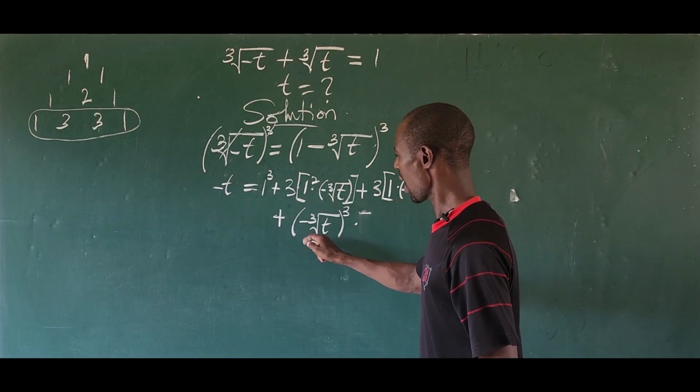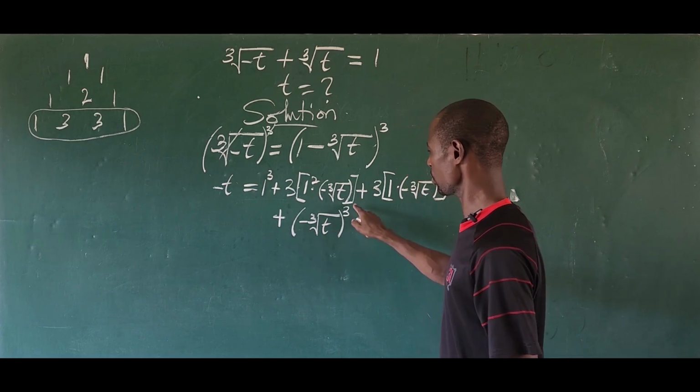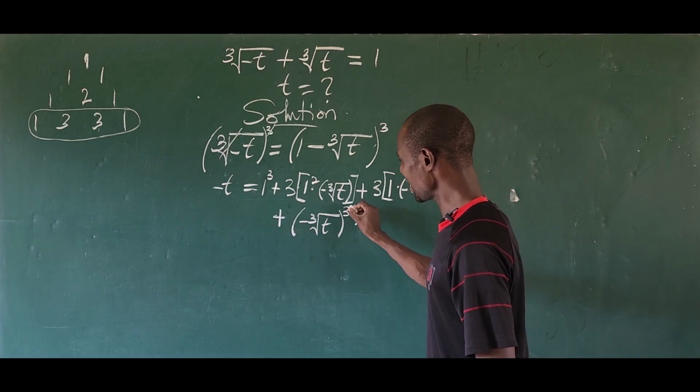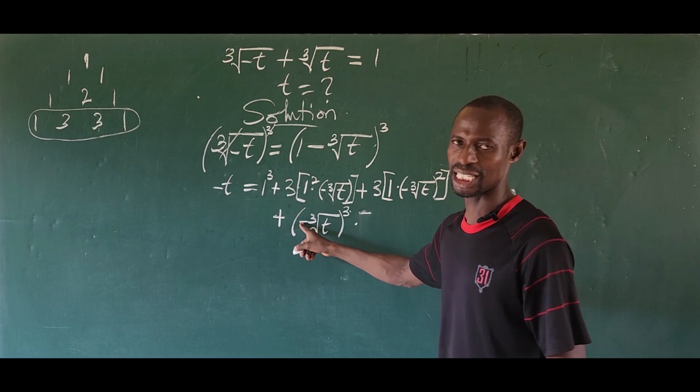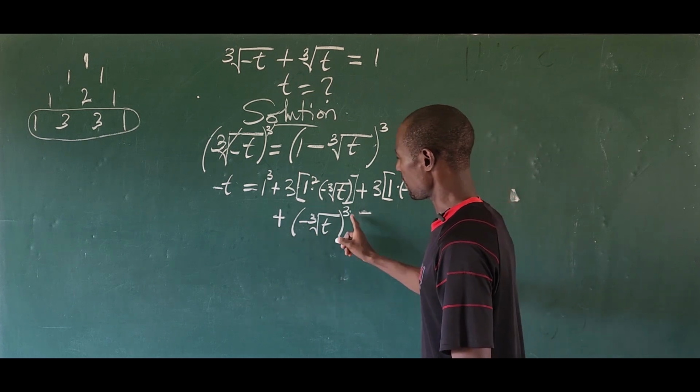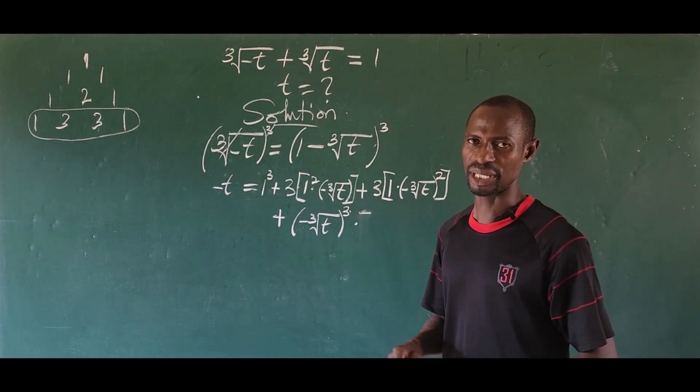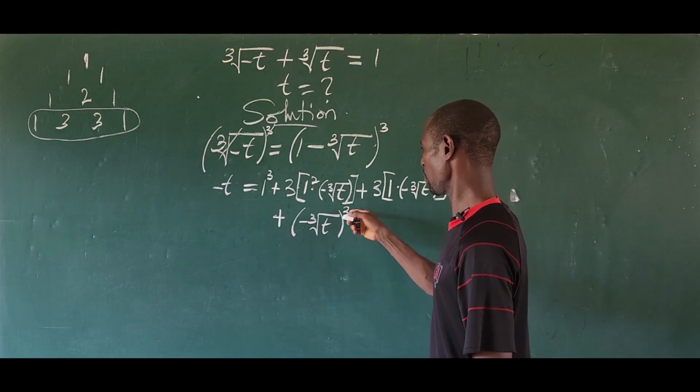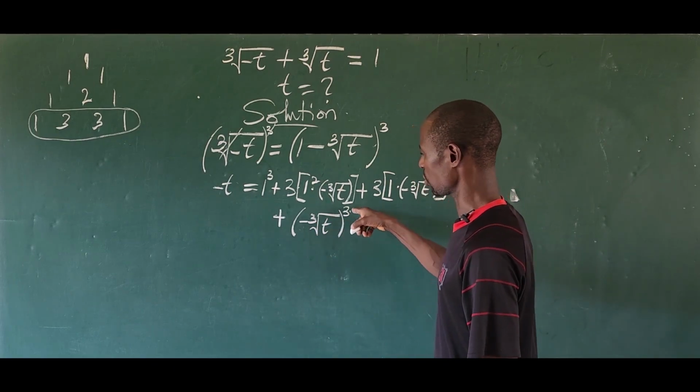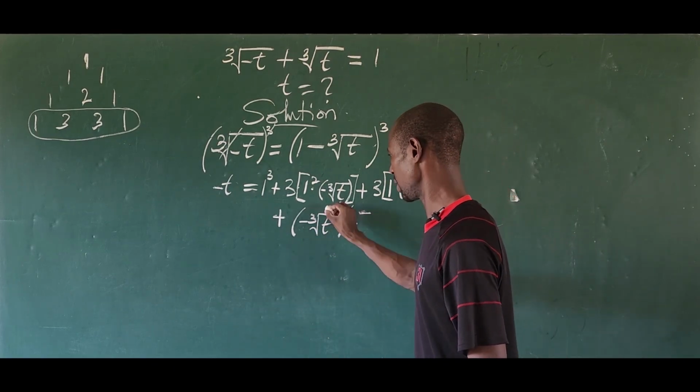Easy. When we have minus the cube root of t raised to the power of 3, then this power will affect this because this is minus 1. So minus 1 to the power of 3 will give us minus. And so cube root of t raised to the power of 3, this and this will leave.